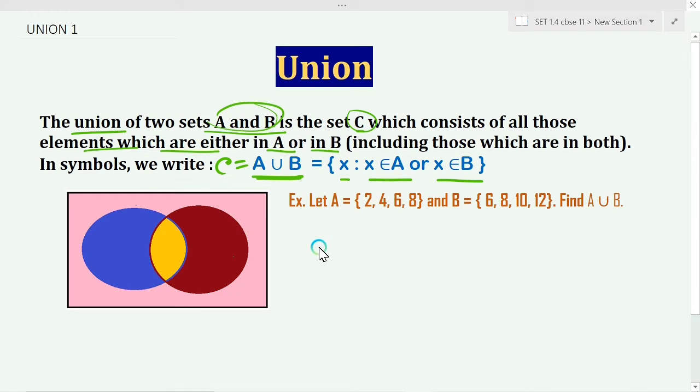So let us take an example. There are two sets A and B. A contains 2, 4, 6, 8, and B contains 6, 8, 10, 12. We have to find A union B.